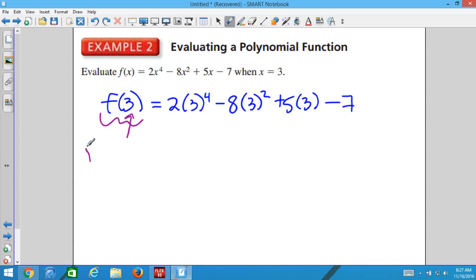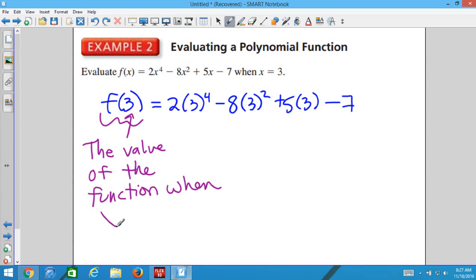This is the value of the function when x is 3. That's what that means right there. And the sooner you can practice over and over again, learn what f of 3 means, it's going to make your work a lot easier once you know what that means. We were doing things with f of x before. What's another way we can think of f of x when we do a graph?